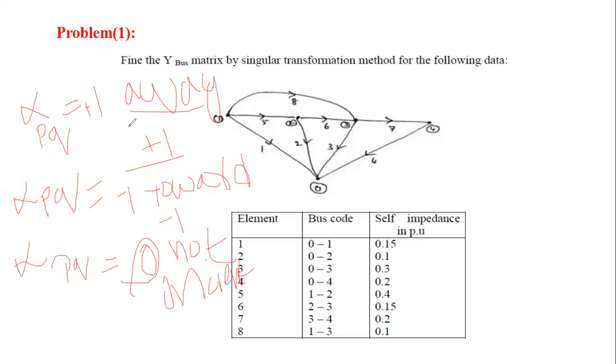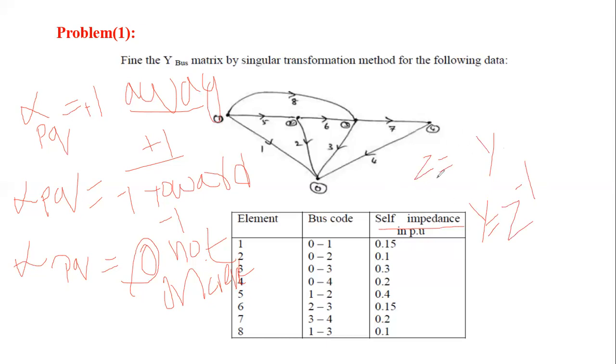After that, we form the Y matrix. First we form the Z matrix, because in the question the self impedance values are given. By using this given data we form the Z matrix. After that we determine the Y matrix from the Z matrix: Y is equal to Z inverse.